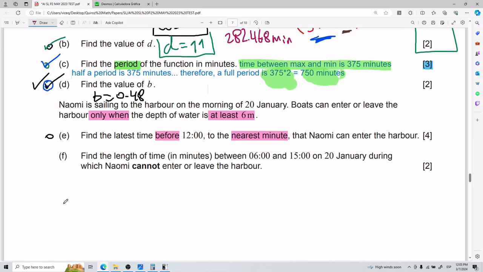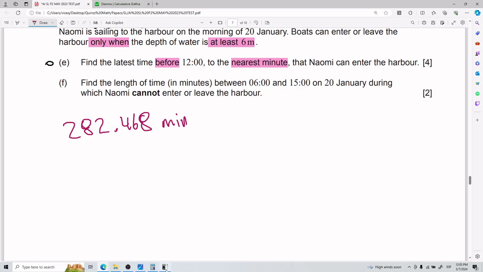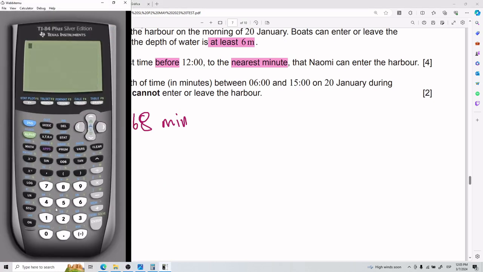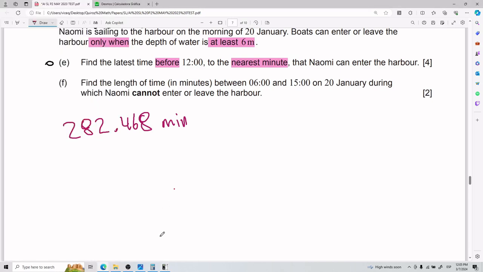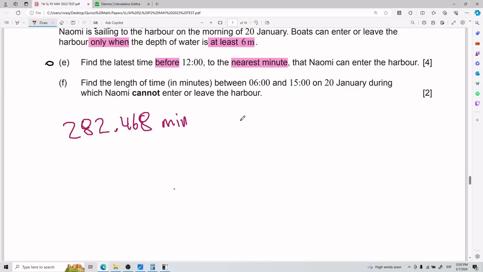So I can take this 282.468 minutes and see how many hours and minutes specifically I have here. The first thing I can do is take that number, 282.468, and divide it by 60. What this gives me is 4.7078 hours, right?